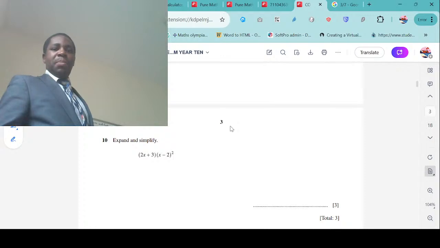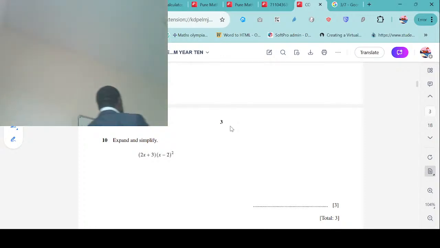The next question says expand and simplify the following expansion. So the expansion of 2x plus 3 times x minus 2 all squared.